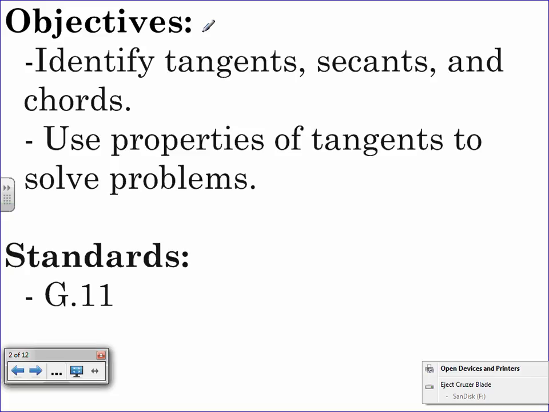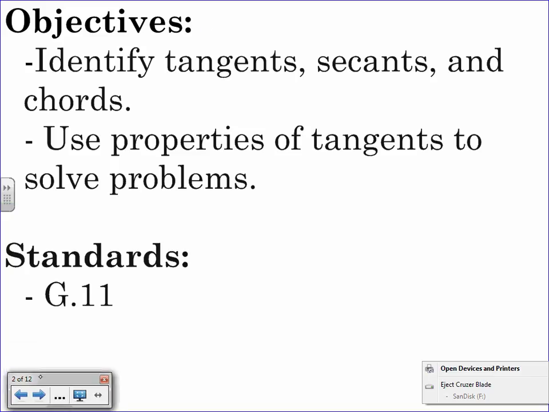Secants, you'll see the word secant again for those of you that eventually go on to trig. It won't be in the same respect of talking about a circle, though it could, but you'll talk about it more involving trig ratios there. And chords, not the music chords, chords, again, in a circle. And using properties of tangents to solve problems. Tangents are going to be the main thing that we focus on today, although you are going to learn the other terminology.